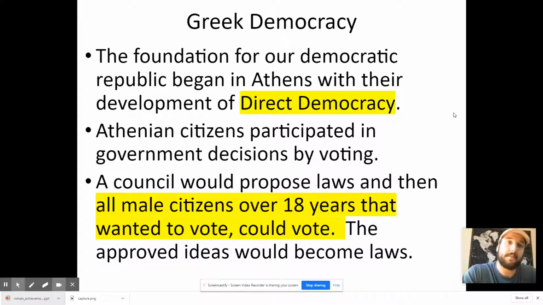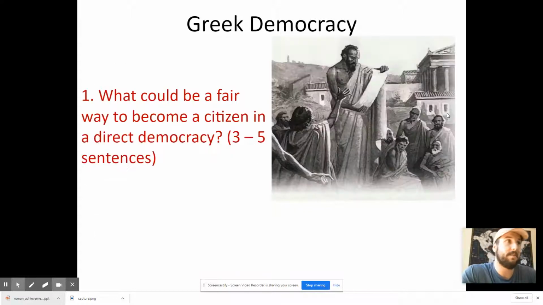Direct democracy is when citizens all have the same amount of power to vote on policies and laws. Athenian citizens participated in government decisions by voting, and all of them had equal voting power. A council would propose laws, and then all male citizens over 18 years old that wanted to vote could vote, and their family couldn't be slaves. Their parents also had to be free citizens. The approved ideas would then become laws. That's an example of a direct democracy.